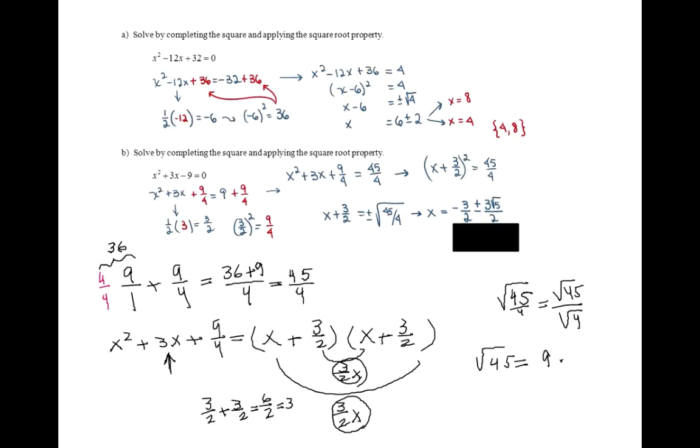What is square root of 45 equal to? 9 times 5. So part of that is a perfect square. So that would be 3 radical 5 over 2. That's what we have. 3 radical 5 over 2. So x would be equal to negative 3 plus 3 radical 5 over 2, or negative 3 minus 3 radical 5 over 2.